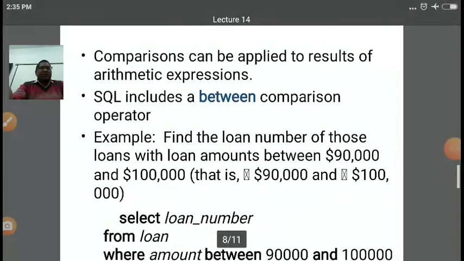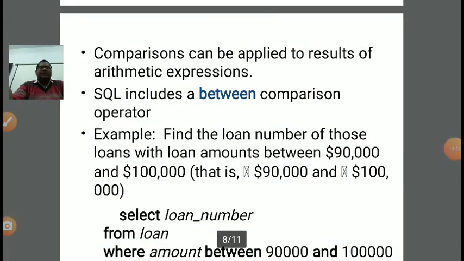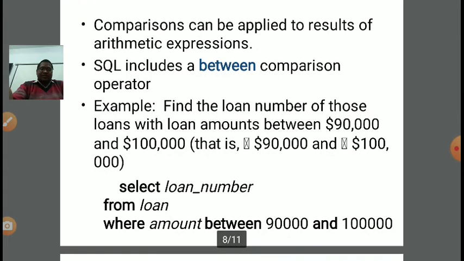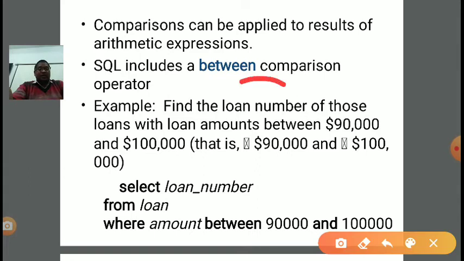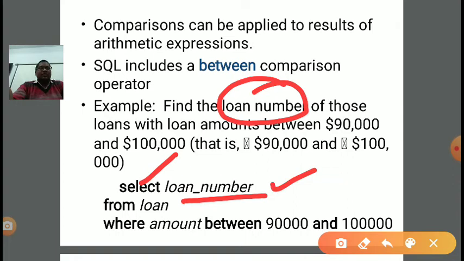Next, comparison can be applied to the results of arithmetic expressions. SQL includes the between comparison operator. One query is: find the loan number of those loans with loan amount between $90,000 and $1 lakh. So how to write it? Here we require the loan number, so loan number will be put under the select clause, and the attribute name is loan number.